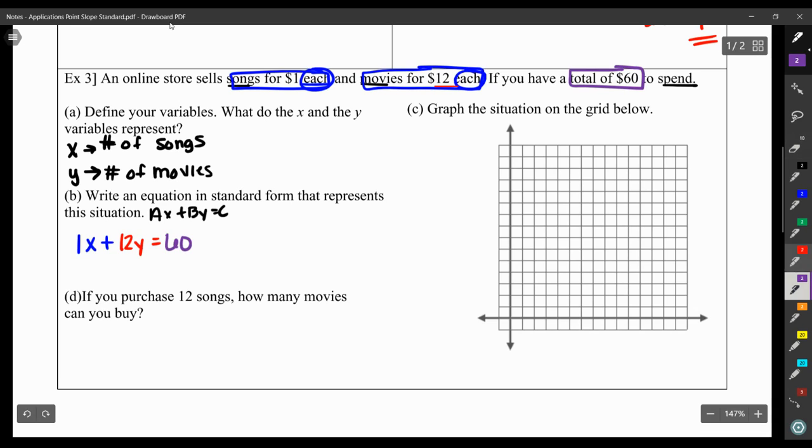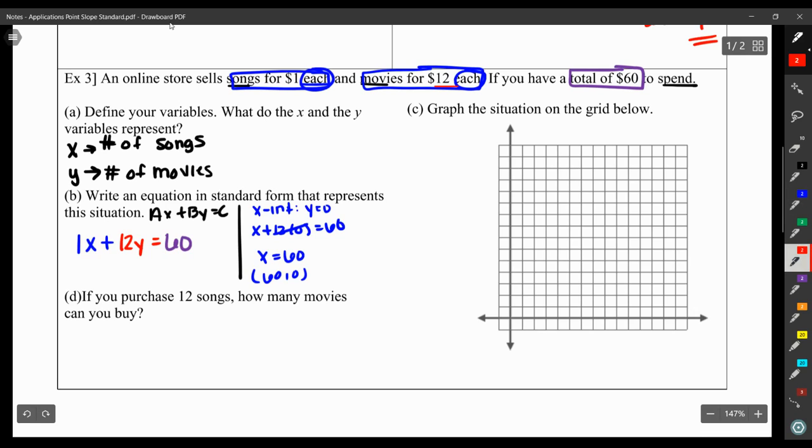Now, letter C is up here. Letter C says we're going to graph the situation on the grid. Graphing standard form is easiest when you find intercepts. So first, let's find the x-intercept. For the x-intercept, remember that y is equal to 0. So we have x plus 12 times 0 equals 60. Well, 12 times 0 is nothing, so x is simply 60. So my coordinate then would be 60, 0.